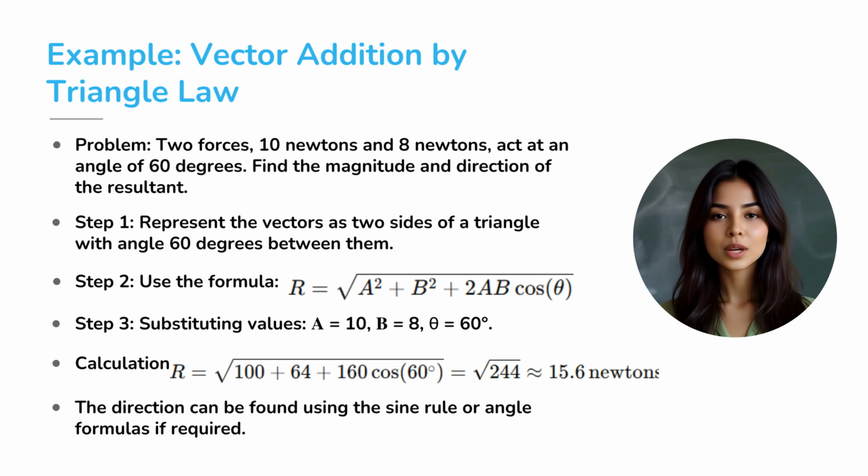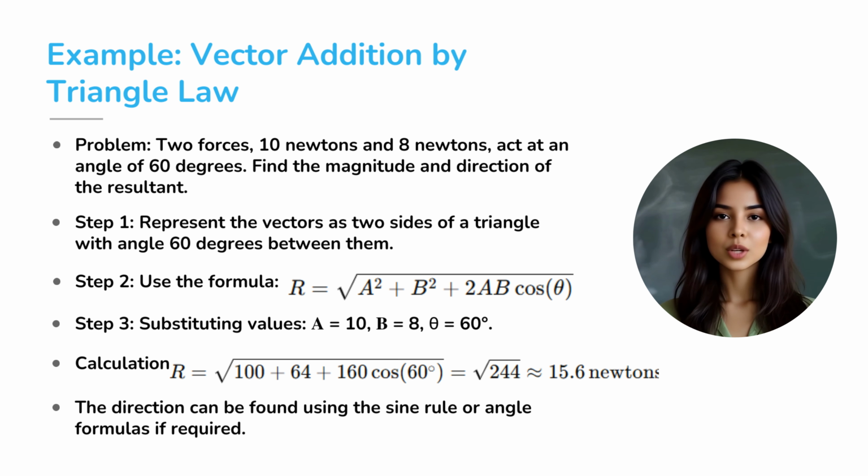Step 1: represent the vectors as two sides of a triangle with a 60-degree angle between them. Step 2: use this formula for the magnitude of the resultant. R equals square root of A squared plus B squared plus 2AB cosine theta. Now substitute A equals 10, B equals 8, and theta equals 60 degrees.